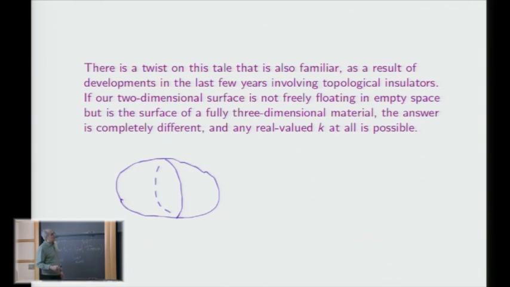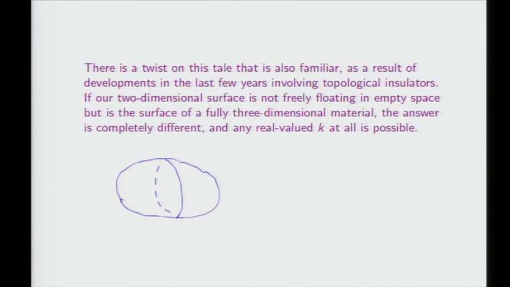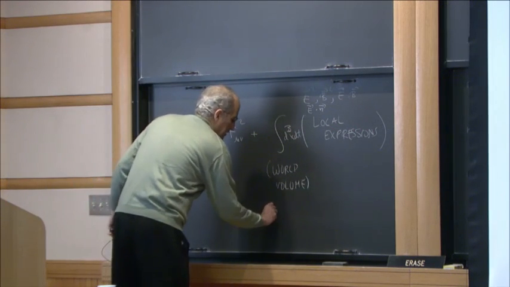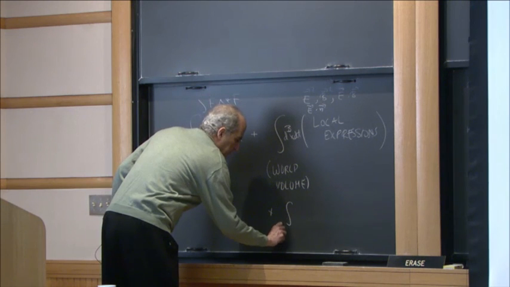Okay. Now, there's a twist on this tale that's also familiar for condensed matter physicists, at least, because of developments in the last few years involving topological insulators, which again are materials that really exist in the lab. So suppose our two-dimensional surface is not freely floating in empty space, but is the surface of a fully three-dimensional material. Then, first of all, we'd start by saying the same thing. The action has a term which is a bulk term, and then it has a term which is an integral over the world volume of the material. But then, as Pierre was telling us, you could also have a boundary term.